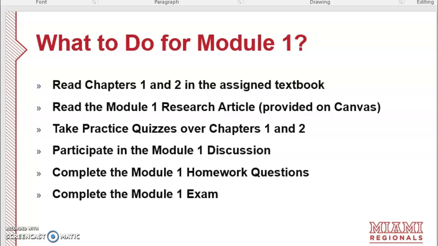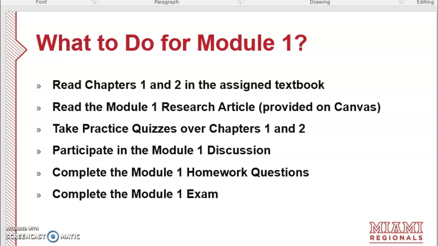You'll see different questions each time, and this will help you for the Module 1 exam, which will have 25 multiple choice questions drawn from those same practice quiz questions. You'll also get to participate in the Module 1 discussion, complete the Module 1 homework questions, and complete the Module 1 exam, which will have 2 parts. One are the multiple choice questions over the chapters, and the other are essay questions over the Module 1 research article.